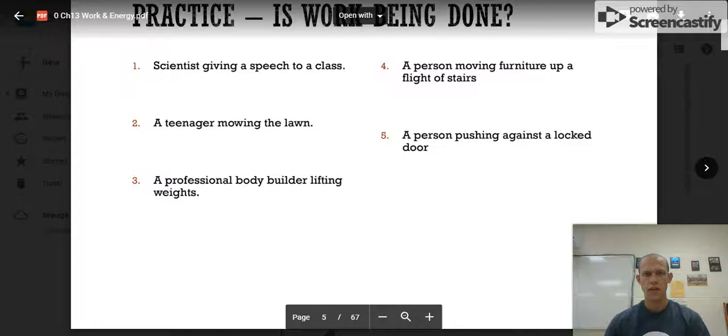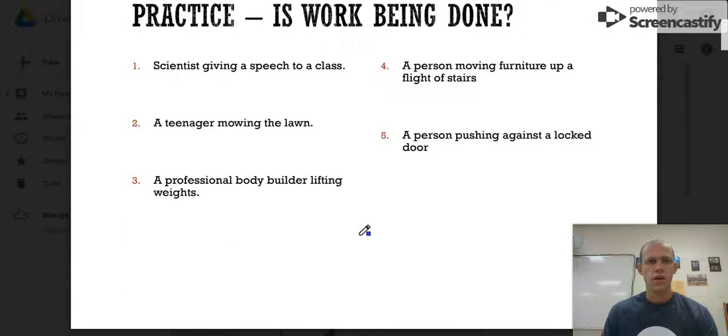So let's do a few practice problems here. All right, number one, a scientist giving a speech to a class. Is there a force being applied over a distance? Nope, so there is no work being done. A teenager mowing the lawn. Well, if you're mowing the lawn, you're pushing the lawnmower. That is if you don't have a rider. But in most cases, you're pushing the lawnmower in the direction that the lawnmower is going, so you are doing work. The force is in the direction of the displacement, so yes.